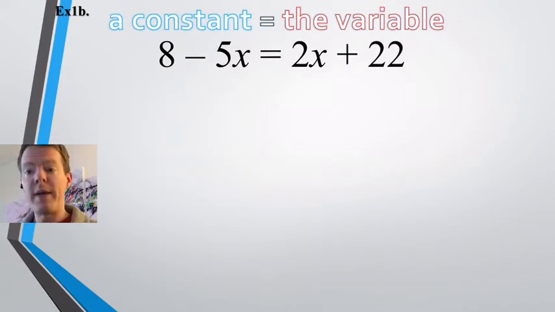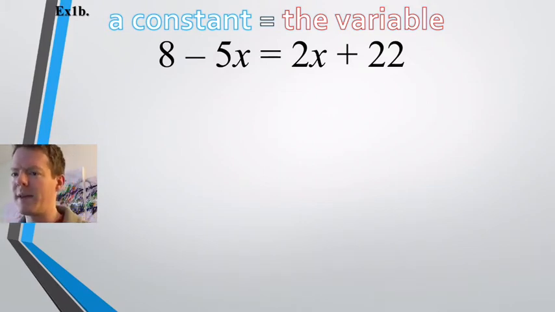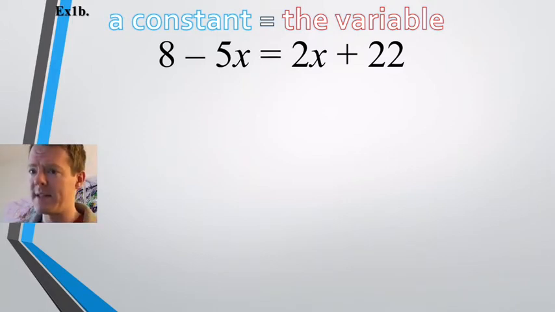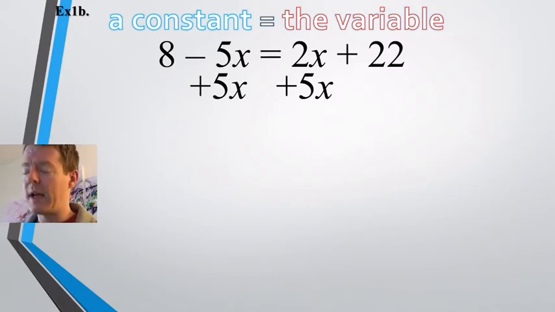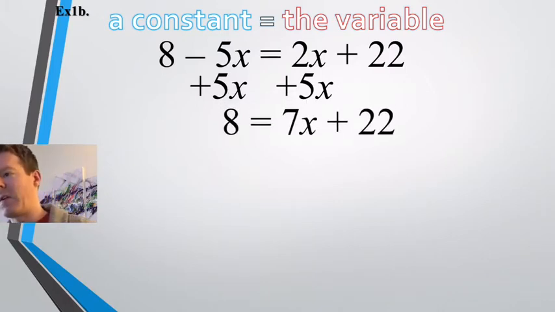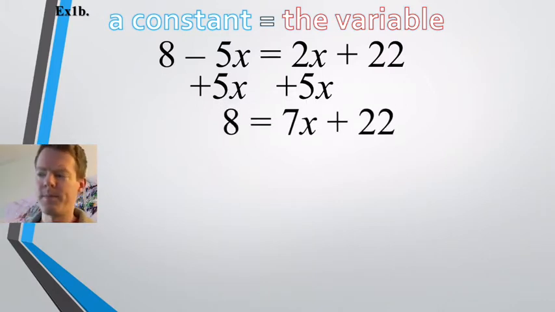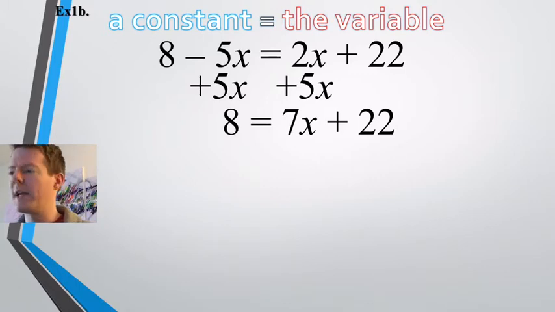So first I'll move that 5x. I always move my algebraic terms first. You can move the constants first, it doesn't really matter, but I'm going to move my algebraic term first. So I'm going to get rid of that 5x from the left side, because that's the side I want my constants on. I do that by the opposite, which is add 5x. If I add 5x to negative 5x, that's 0, that's gone. And then 2x plus 5x is 7x, right? I'll bring down the 8 and the plus 22. So now I have a two-step equation again.